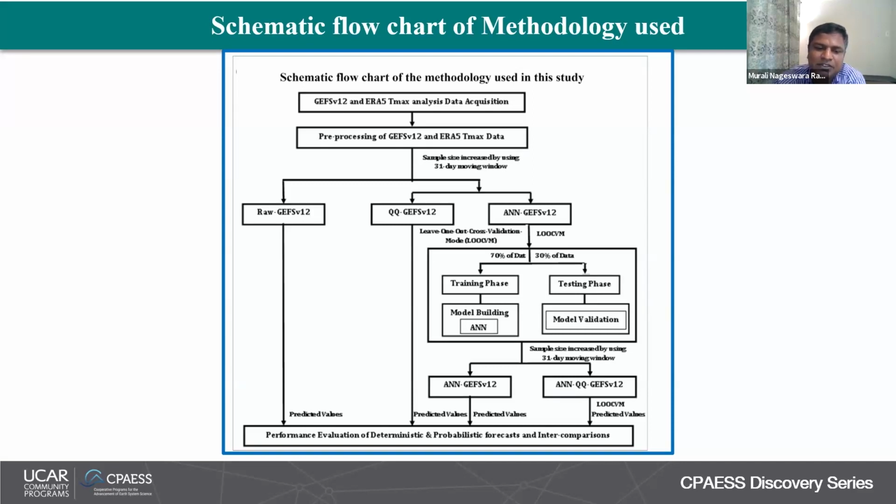For that purpose, I have used standard skill metrics, and I have also used some statistical categorical skill scores and ensemble probabilistic skill scores, because I have used the five members' output to develop the ensemble probabilistic forecast. So in this study, I have also evaluated that ensemble probabilistic forecast.